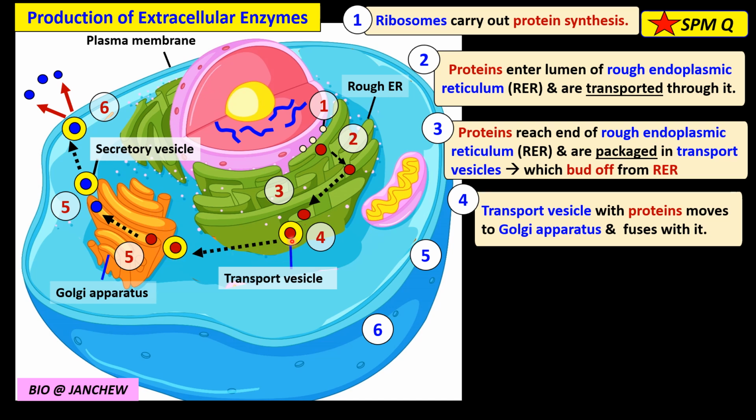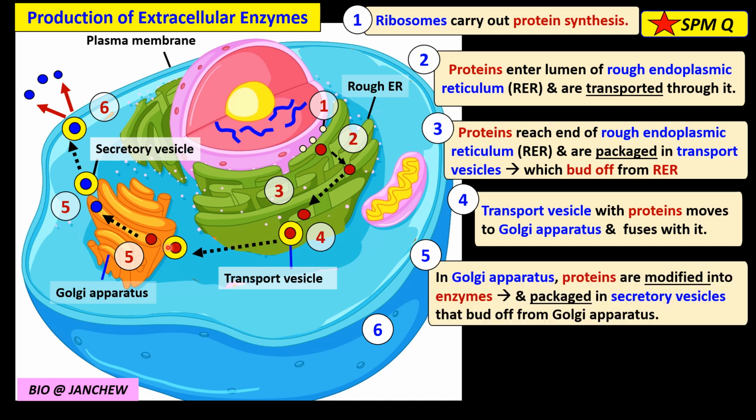The function of the transport vesicle is to transport the proteins to the Golgi apparatus, which will modify the proteins. The transport vesicle is like a lorry, a vehicle that transports the proteins from one place, that means from the rough ER, to the Golgi apparatus. So what happens in the Golgi apparatus? In the Golgi apparatus, the proteins are modified into enzymes.